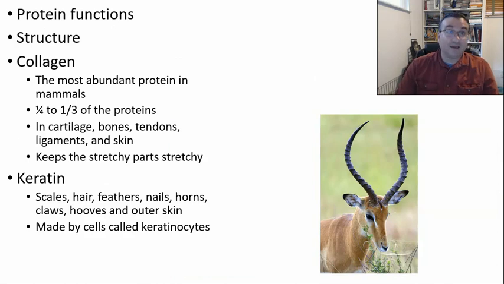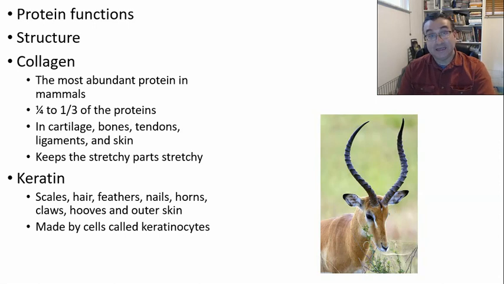There are many other protein functions. They are part of the structure and the building of living things. For example, collagen is the most abundant protein in mammals. It's a quarter to a third of the protein content in the living body of a mammal. It's in the cartilage, bones, tendons, ligaments, and skin. Basically, collagen keeps the stretchy parts of us stretchy. It makes us more elastic where we need to be elastic.